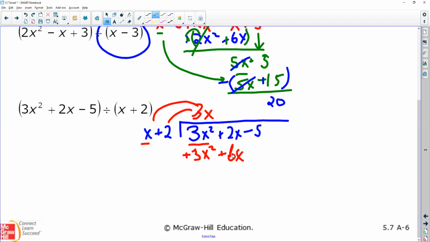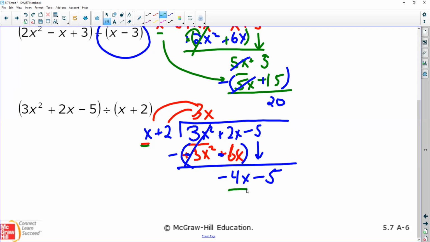Okay, then I'm going to put it in parentheses and subtract. So that becomes minus 3x and minus 6x. So these guys cancel. The 2x minus 6x makes negative 4x. Bring down the negative 5. Now I'm going to do the same process, right? I'm going to turn x into a negative 4x. Well, it means I need to multiply by negative 4.